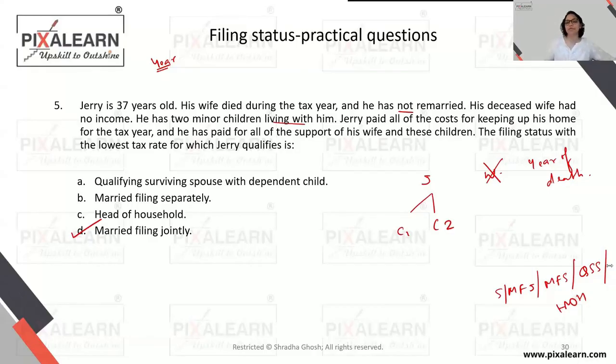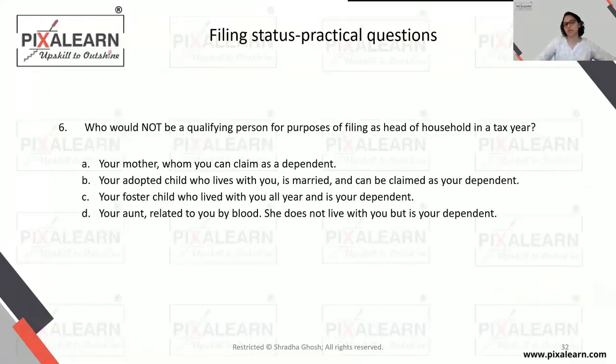Follow me. So we have understood qualifying surviving spouse. We've understood married filing jointly. Now let's go to this question. Who would not be a qualifying person for purposes of filing as head of household?